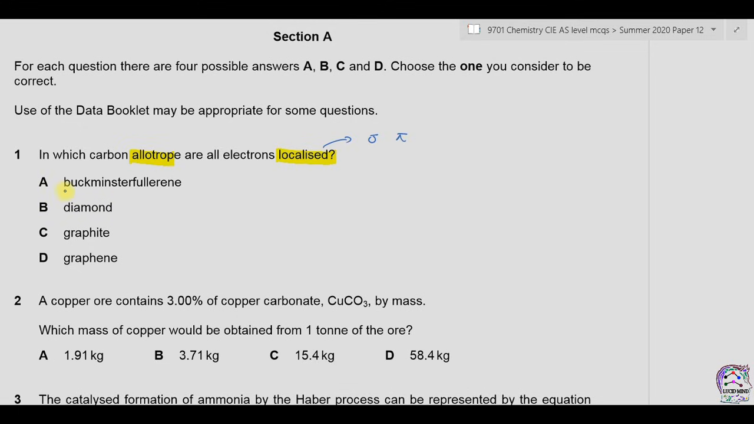So there are four options: Buckminsterfullerene, diamond, graphite and graphene. Let's find out the number of sigma bonds in each of these. In Buckminsterfullerene, carbon makes 3 sigma bonds. In diamond, carbon makes 4 sigma bonds. In graphite, again we have 3 sigma bonds. In graphene, we have 3 sigma bonds. Now the fourth electron in Buckminsterfullerene, graphite and graphene is not localized. It is delocalized. So the only option in which all electrons are localized is B, diamond.